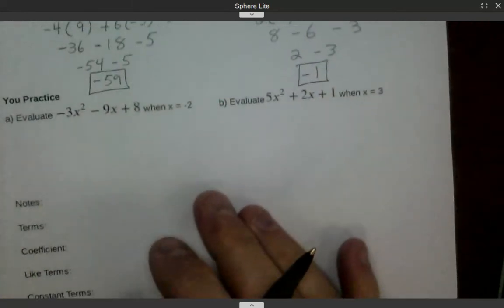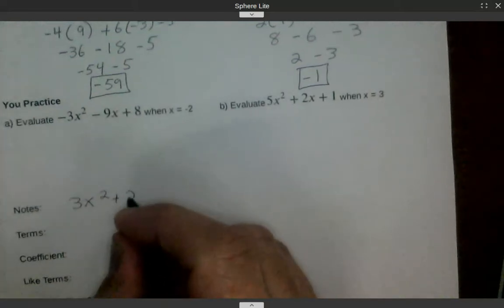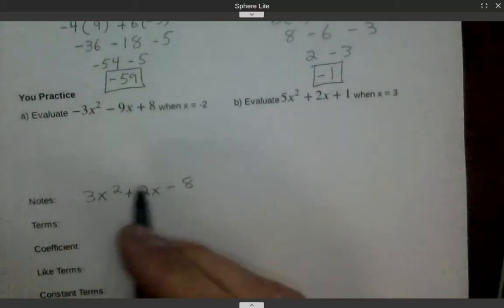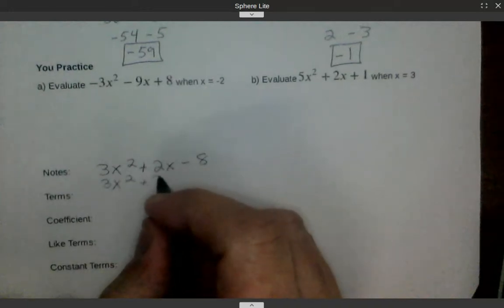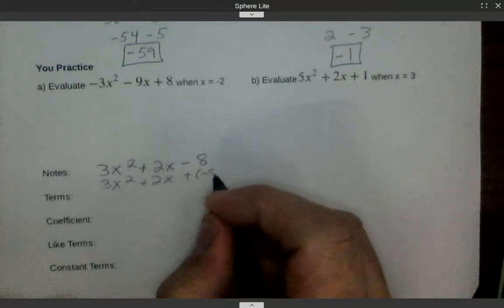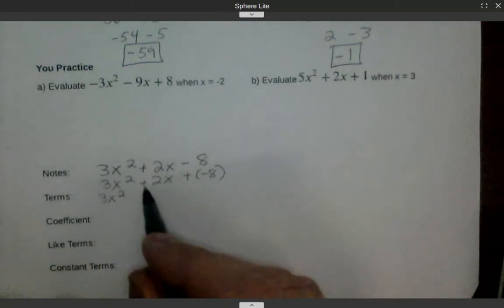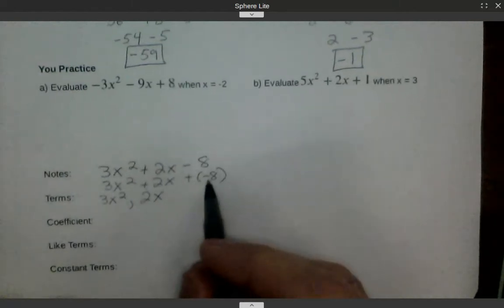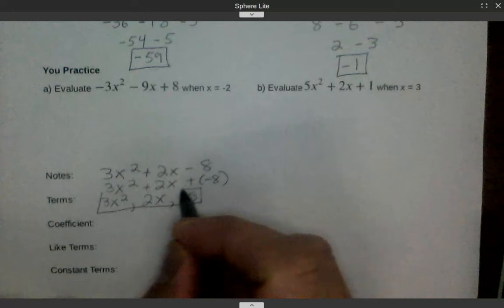We also have some more notes. So for example, if I have a problem like this where it is 3x squared plus 2x minus 8, we have some different terms. Terms are values that are separated by plus signs. So I could rewrite this problem so that I have all plus signs, so that this would be plus 2x plus a negative 8. So my terms in this case are 3x squared, 2x, and negative 8.